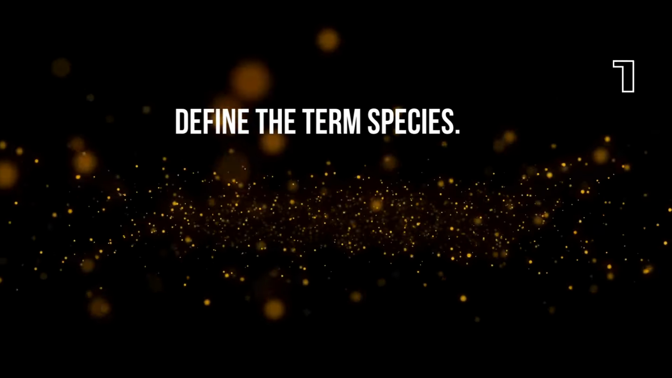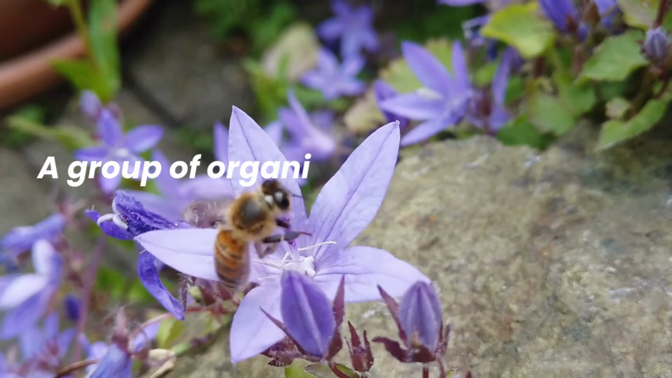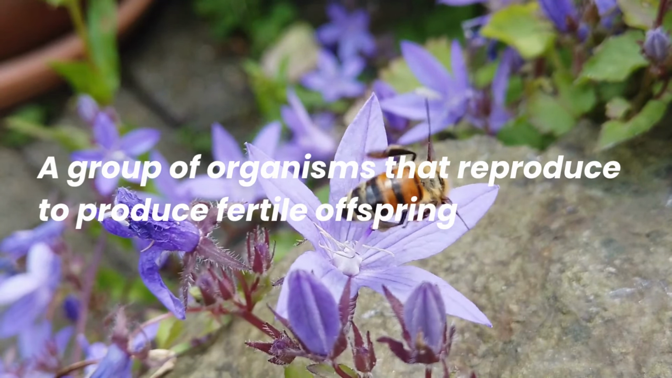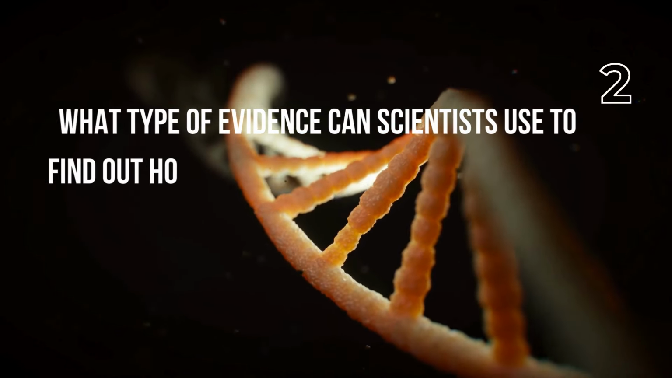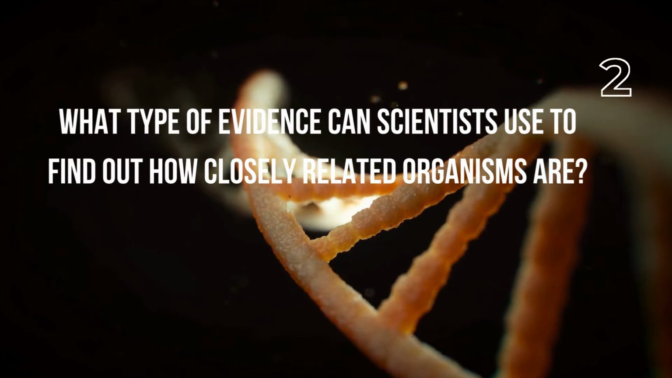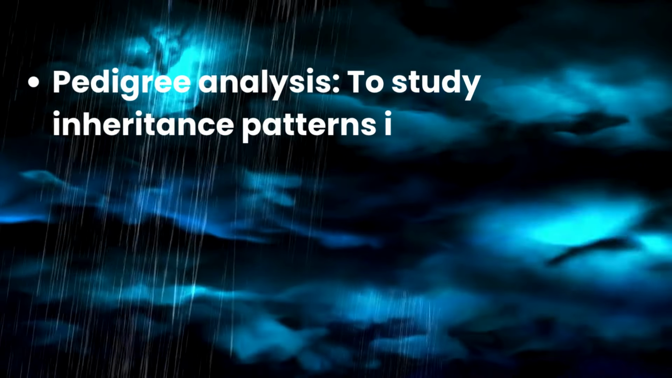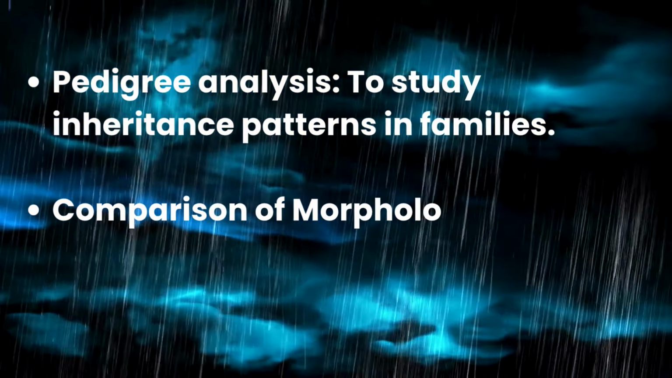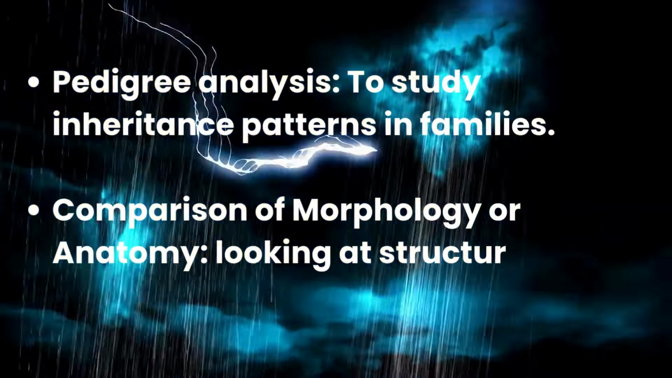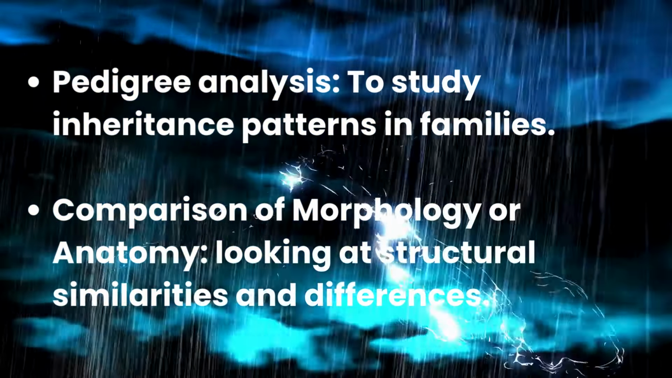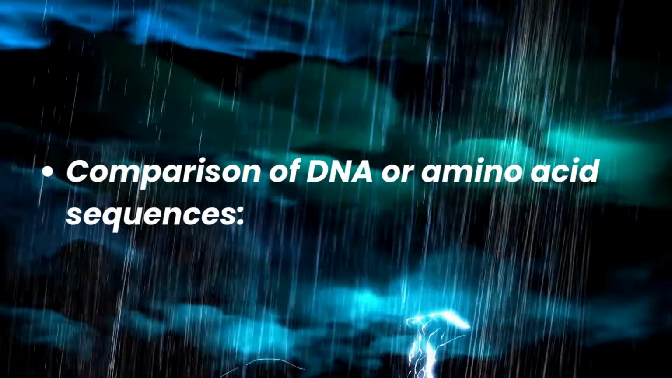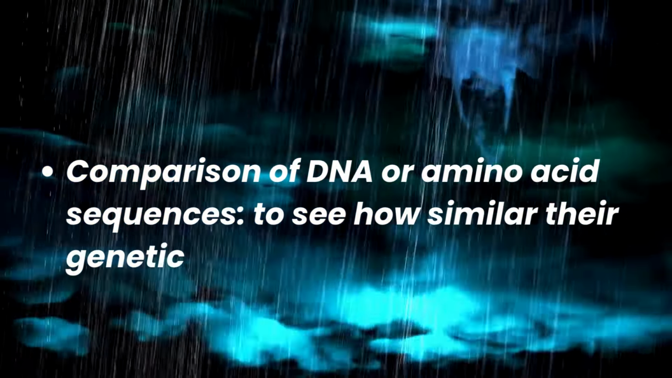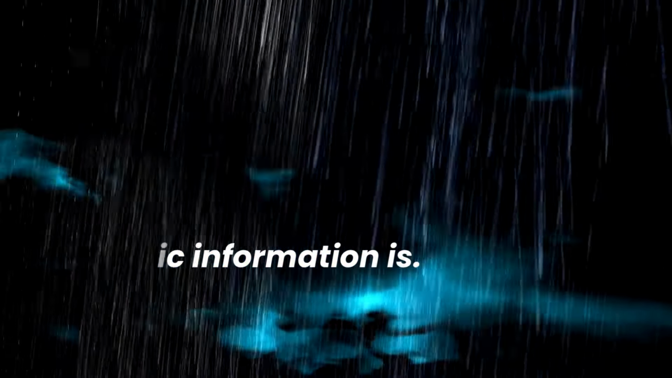Define the term species. A group of organisms that reproduce to produce fertile offspring. What type of evidence can scientists use to find out how closely related organisms are? Pedigree analysis, to study inheritance patterns in families. Comparison of morphology or anatomy, looking at structural similarities and differences. Comparison of DNA or amino acid sequences, to see how similar the genetic information is.